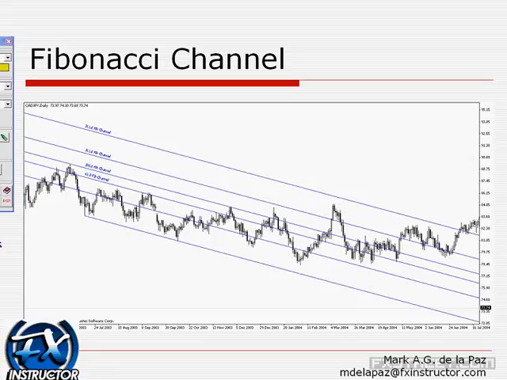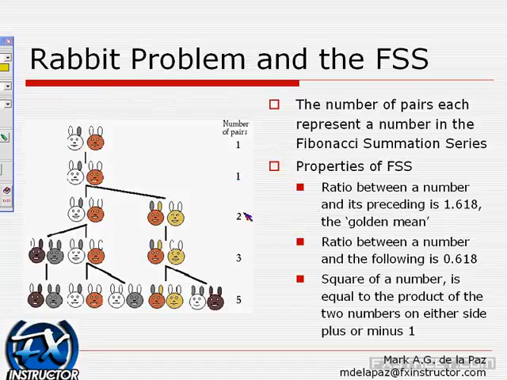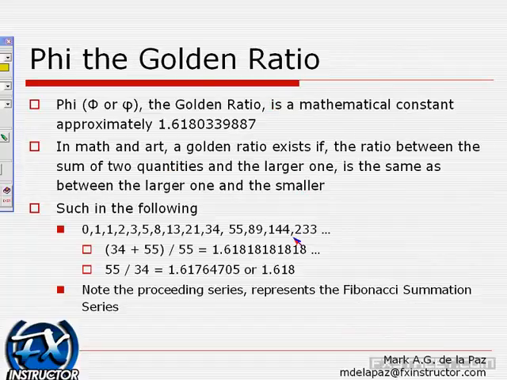All right. Now this is a tool that hardly anyone uses, and I don't use it either. Again, this is something that I don't really know anyone who uses it. But the fib time zones are really just a graphical representation of your actual fib numbers. Remember our fib numbers? Remember that rabbit problem? Our ones and 2 and 3 and 5, our Fibonacci summation series. Well, you heard about one person who does it. I wonder if you can introduce me.